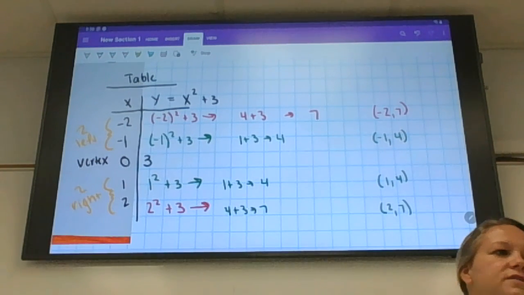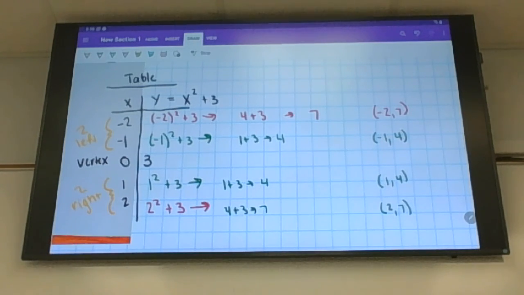So these are our points. You plot these points and you got it.